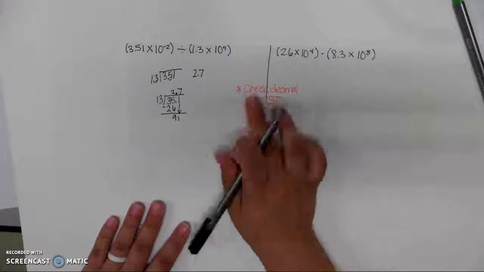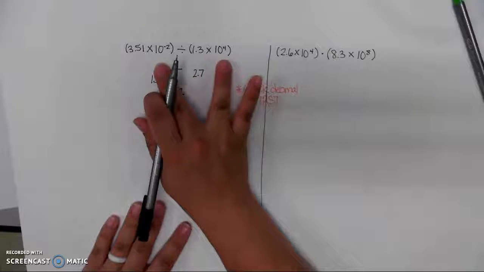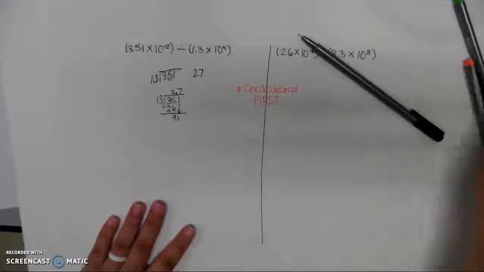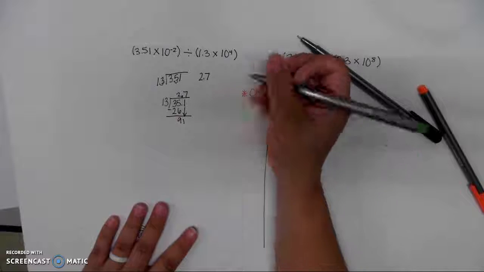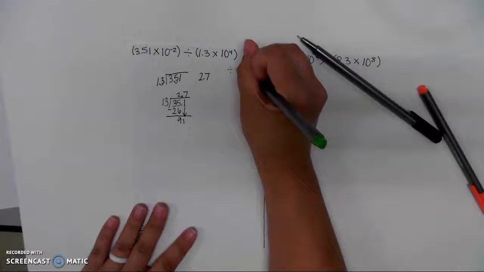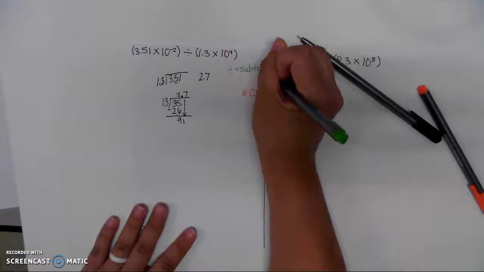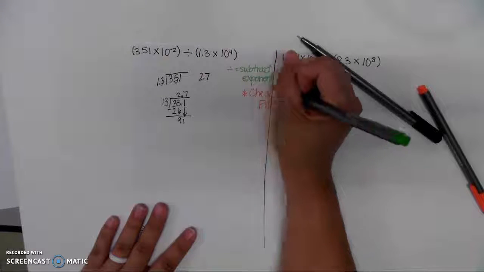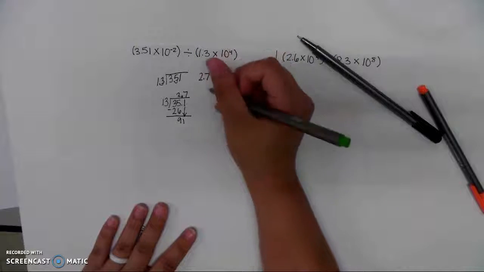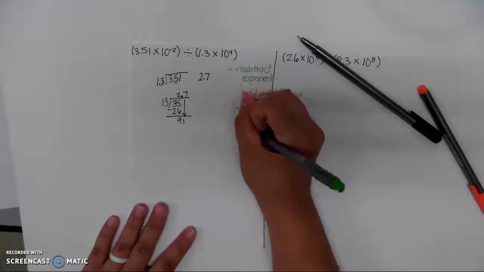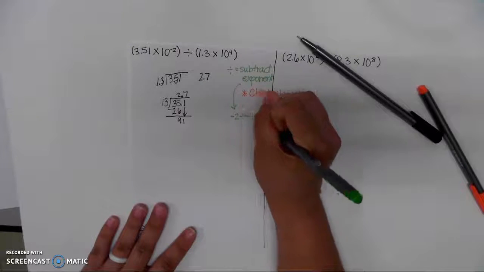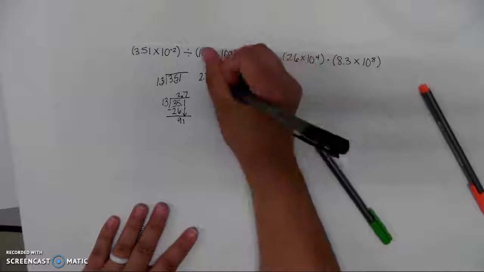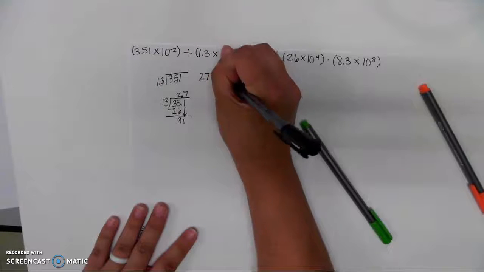You might think, well, if I'm checking my decimal first, what in the world do I do with my exponents? Well, we follow rules of exponents. So when you're dividing, we subtract exponents. So I have -2 minus 4, which is -6. So my answer is 2.7 times 10 to the -6.